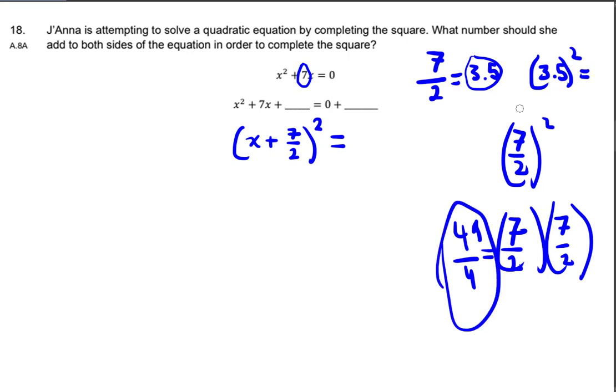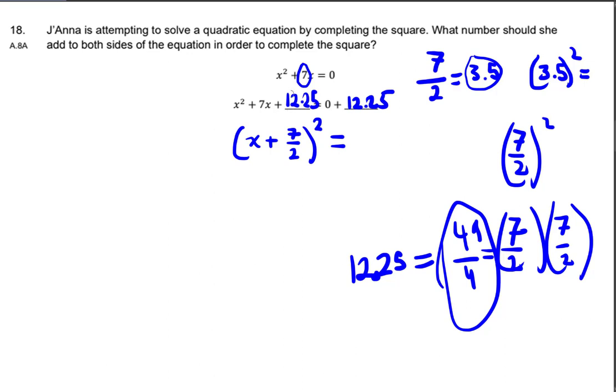But what I'm going to do is take my calculator and turn that into a decimal. Let's assume it's like a griddable question, and you need to come up with a decimal. So when I do 49 divided by 4, I get 12.25. So the number I'm adding to both sides is 12.25.